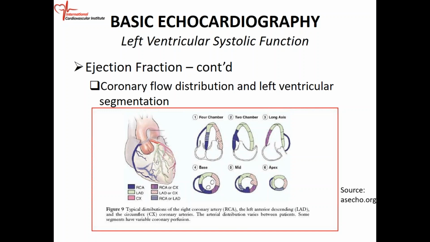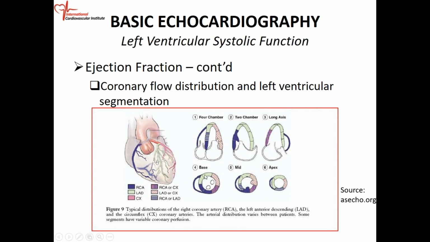So what you should try and do is keep it simple. So, the anterior and the septum, probably LAD. Lateral circumflex, and then the inferior RCA. And then when you get to the mid level, the lateral again is a branch of the LAD, and the circumflex, the lateral, the anterior and the anterior septum, the LAD, and then the inferior septum is usually the RCA or some branches of the RCA.